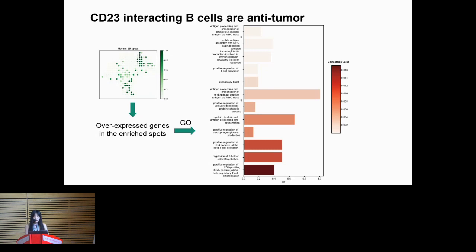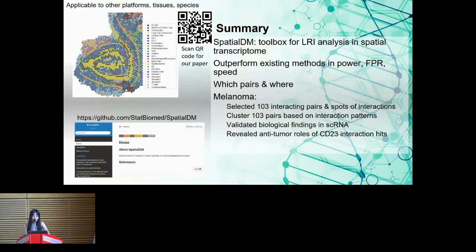To wrap up, SpatialDM is a powerful tool that can help you identify co-expressed ligand receptor patterns in your spatial transcriptomics data, and it outperforms existing methods in power, false positive control, and speed. And you can access our tool from our GitHub and apply it to your AnnData objects seamlessly.